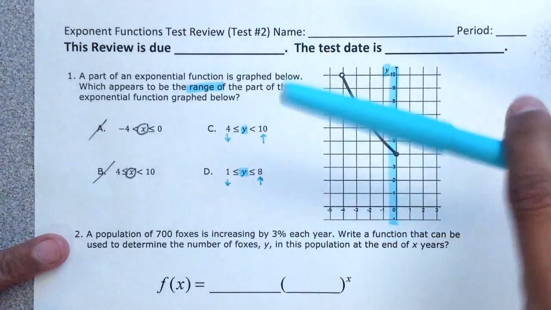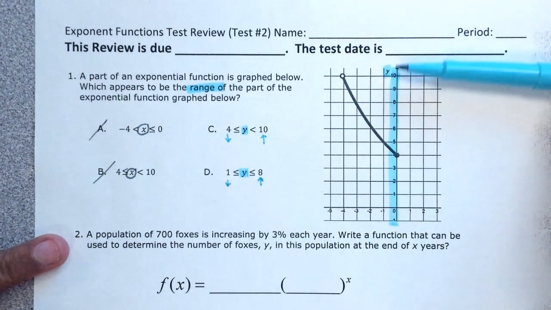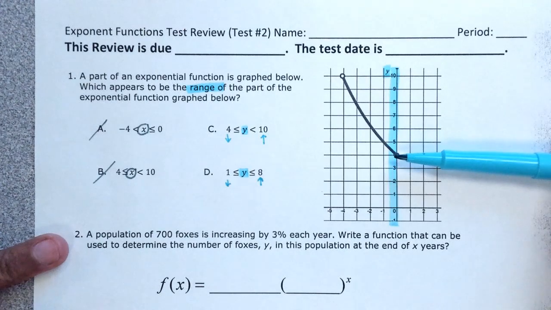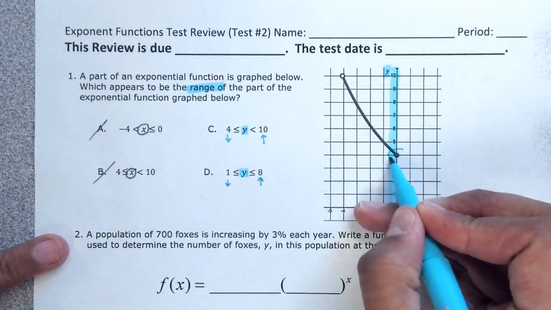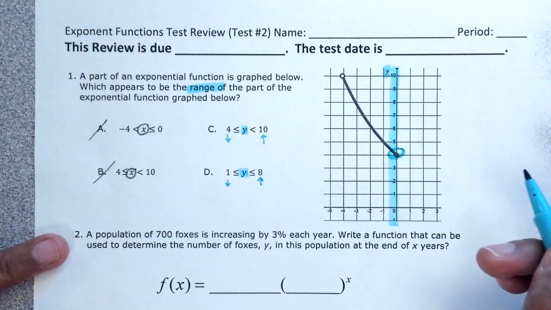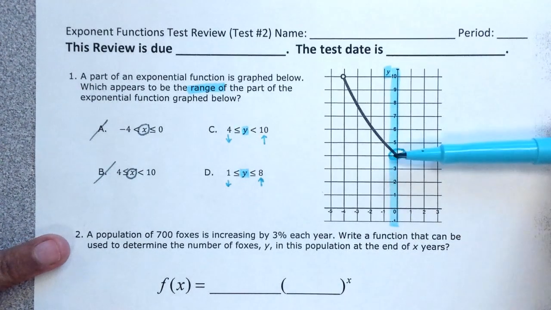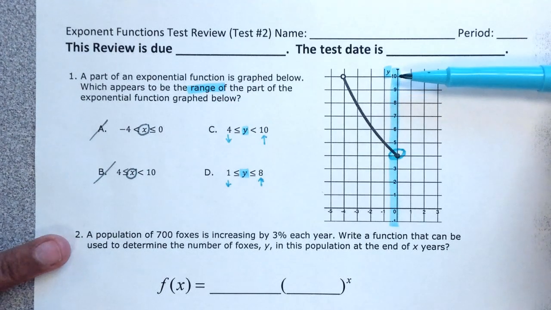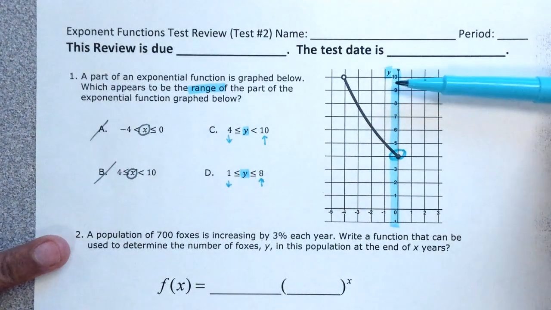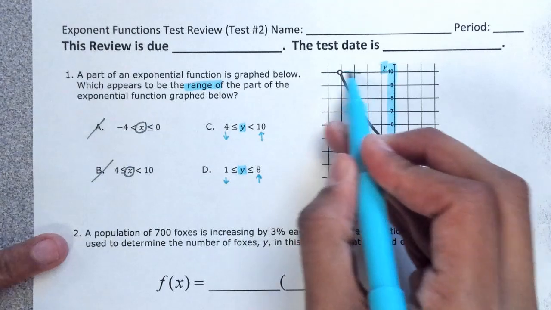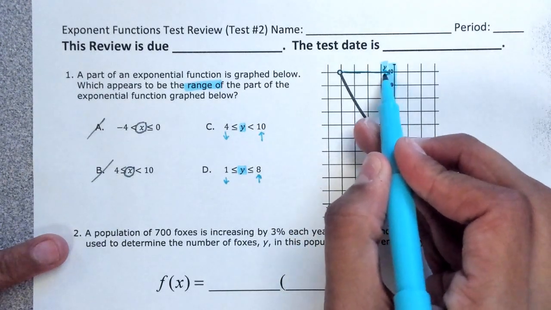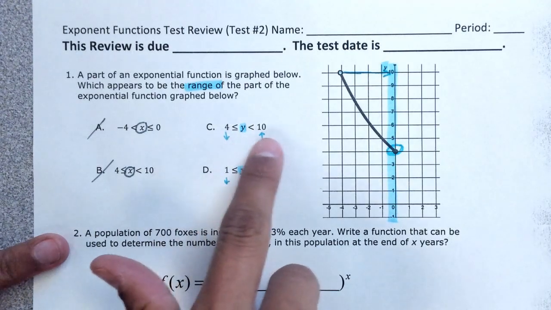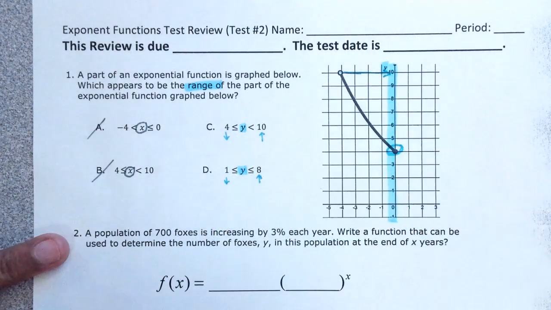So how low does my graph go on my range? So I'm going to go down to the bottom and it stops here. It stops at 4. So that is the bottom. And then I'm going to see what is the top. So how high does it go? And it stops here at 10. So if I draw this from this point, I draw an arrow, it stops at 10. So that's going to be answer choice C. It goes from 4 to 10. Bottom is 4, top is 10.